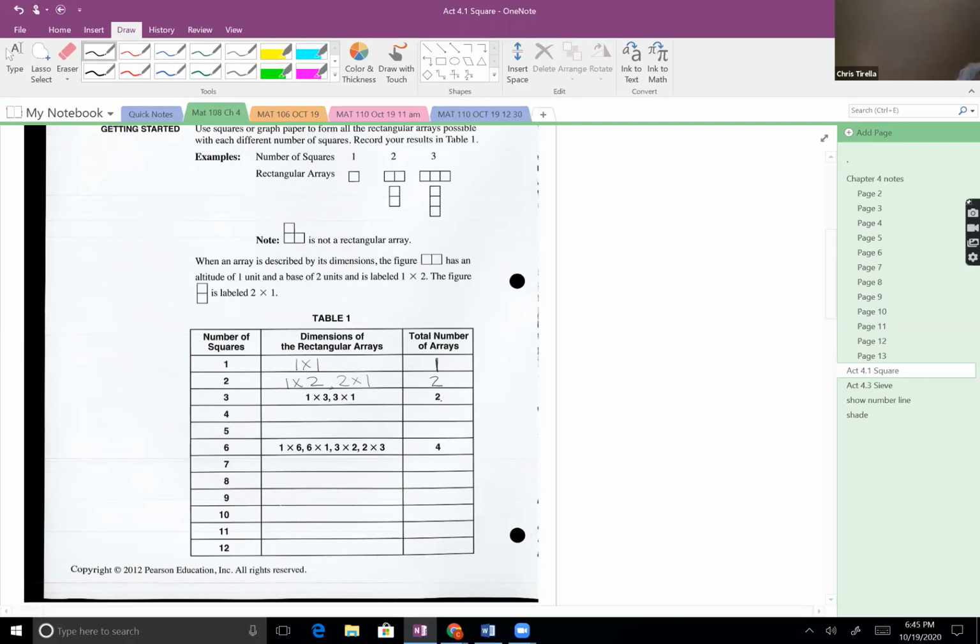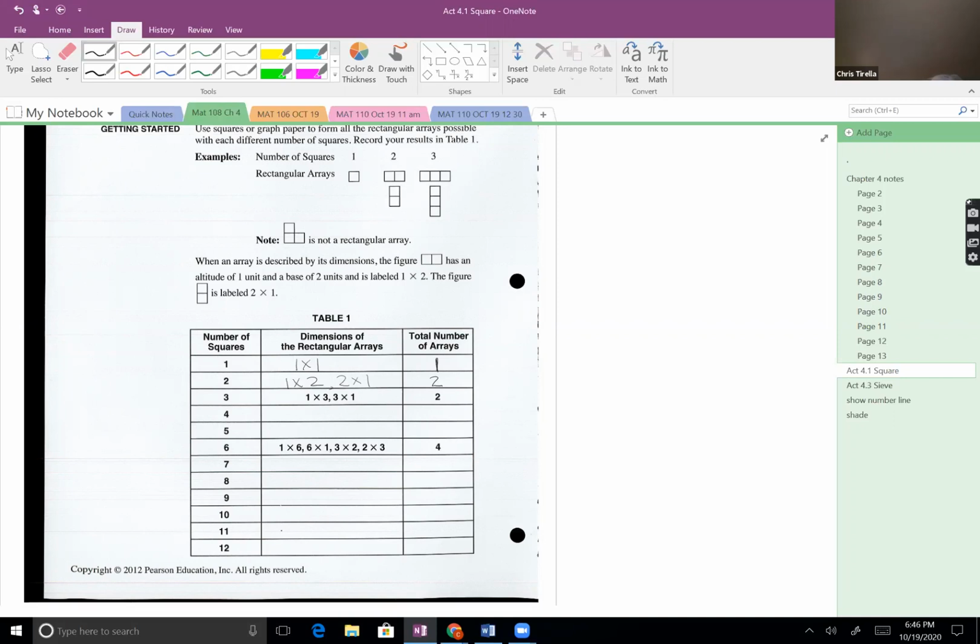Could you folks play around drawing on the side and see if I have 4 squares, how many different rectangles I can make and what their dimensions are? And the same with 5. They did 6 for us. So let's see, 6 could be 1 by 6 or 6 by 1, 3 by 2 or 2 by 3. So there's 4 different ones. And could you go through, please, and look at the remaining?